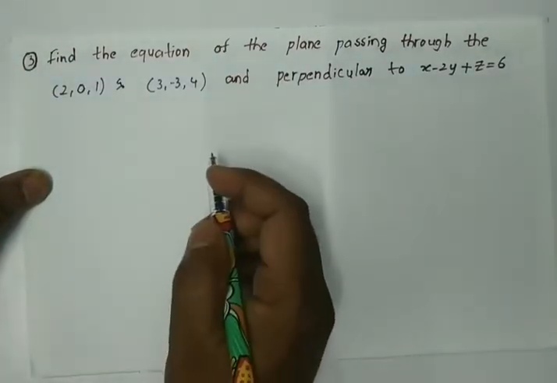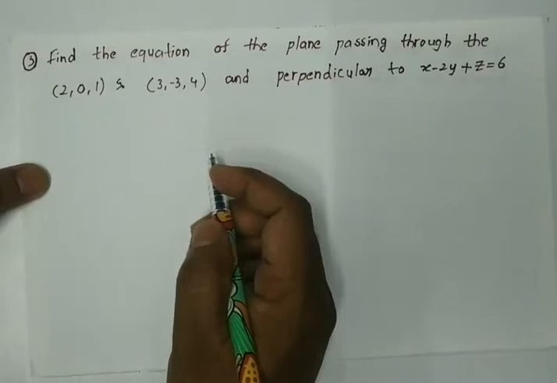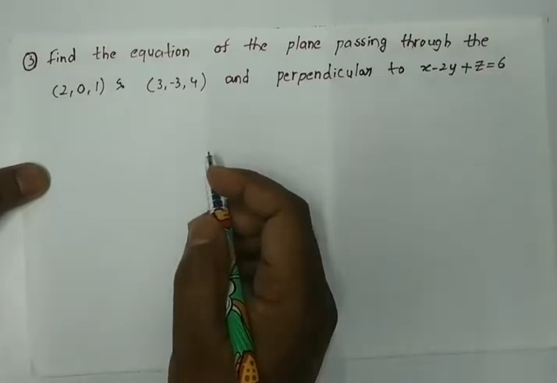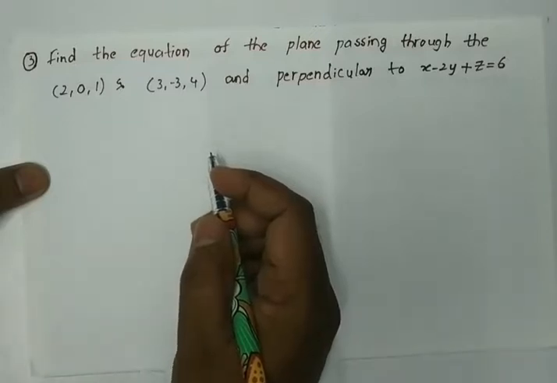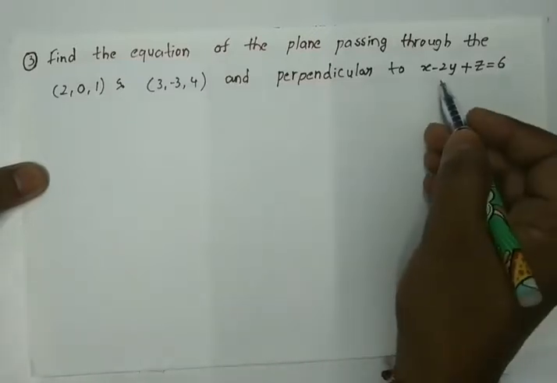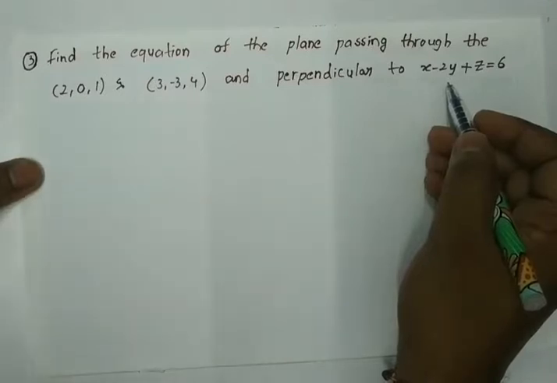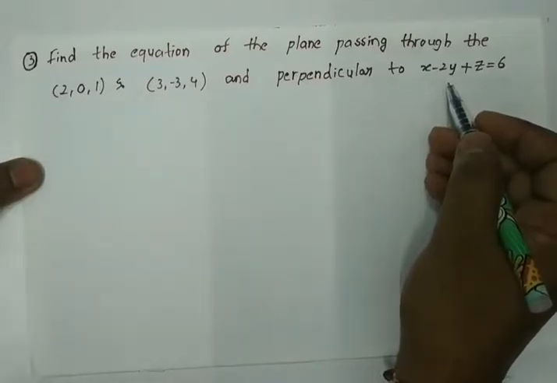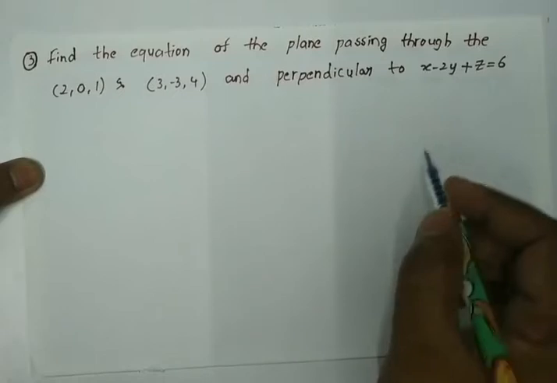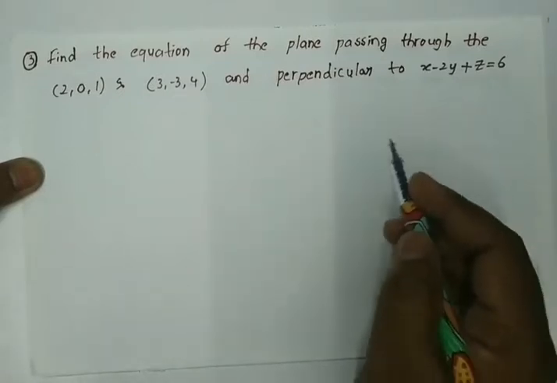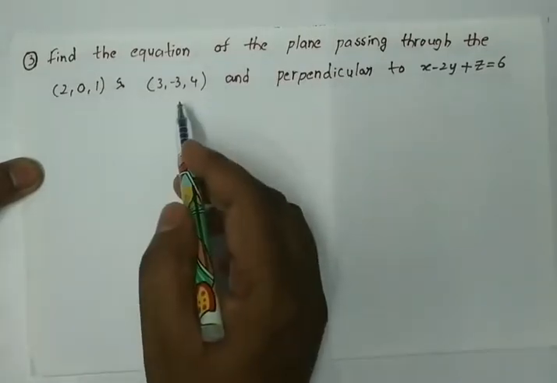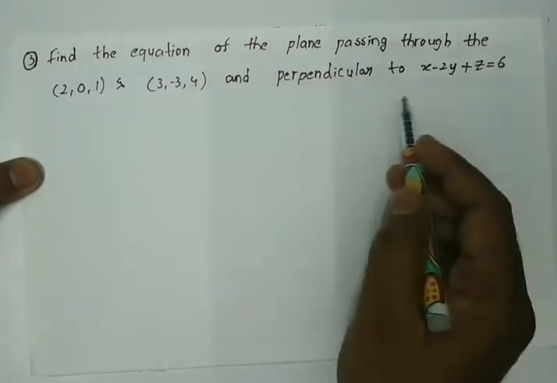Find the equation of the plane passing through the points (2, 0, 1) and (3, -3, 4), and which is also perpendicular to the plane x - 2y + z = 6. So here we want to find the equation of the plane which is passing through these points and also perpendicular to this plane.